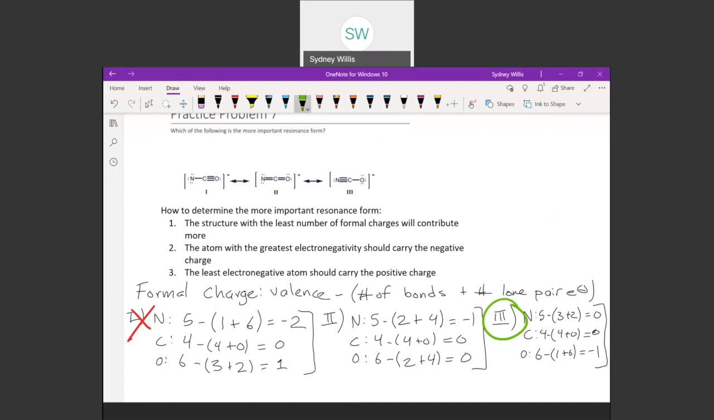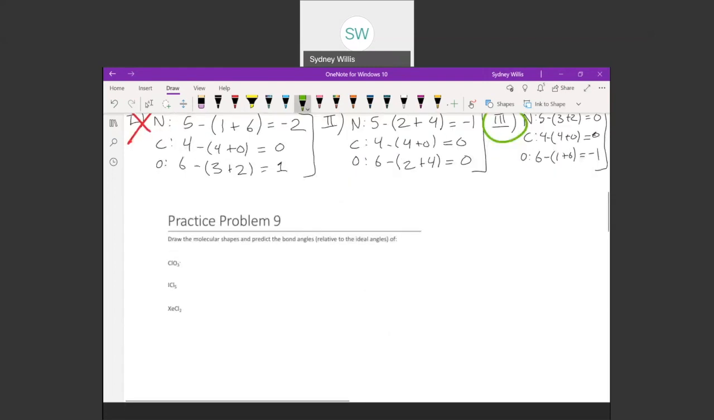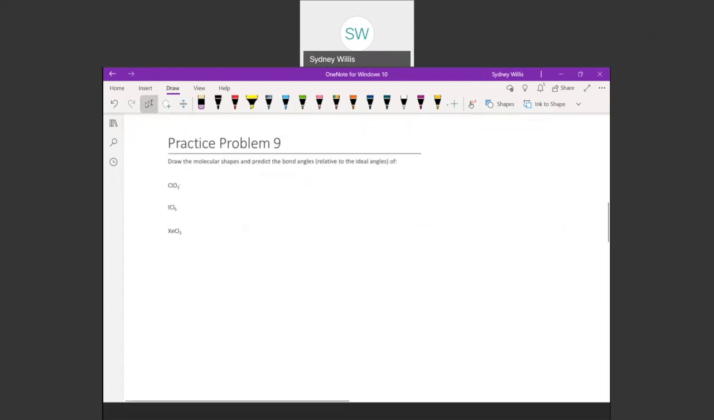All right, moving on to practice problem number 9. Draw the molecular shapes and predict the bond angles. So, to draw the molecular shapes of these molecules, we are going to want to start off by drawing the Lewis structures for them. So, I'll start up here with ClO3 minus.